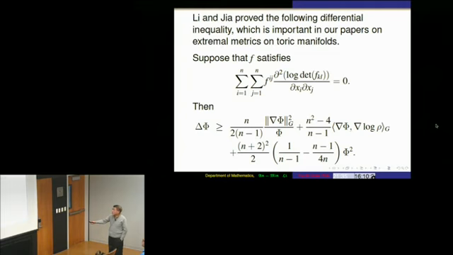Li and Jia proved the following differential inequality, which is important in our paper on extremal metrics on toric manifolds. Suppose f satisfies this PDE, which is called the scalar curvature equation in the extremal metric case. Then we have the following differential inequality, delta Phi greater than this one. This inequality is very important.